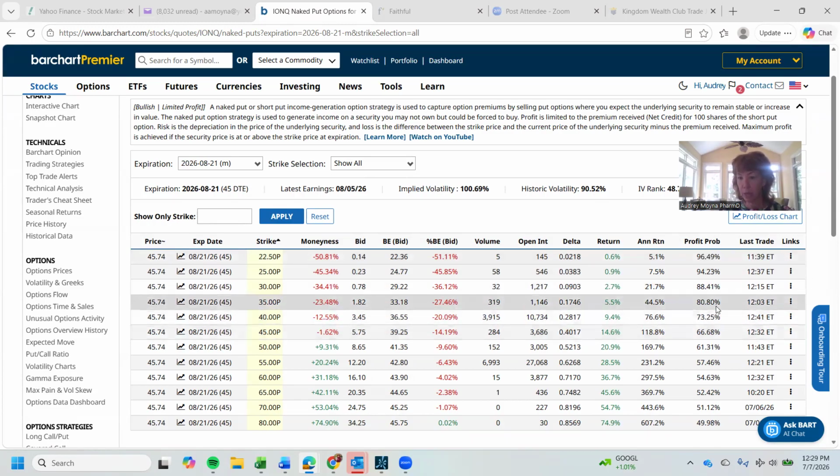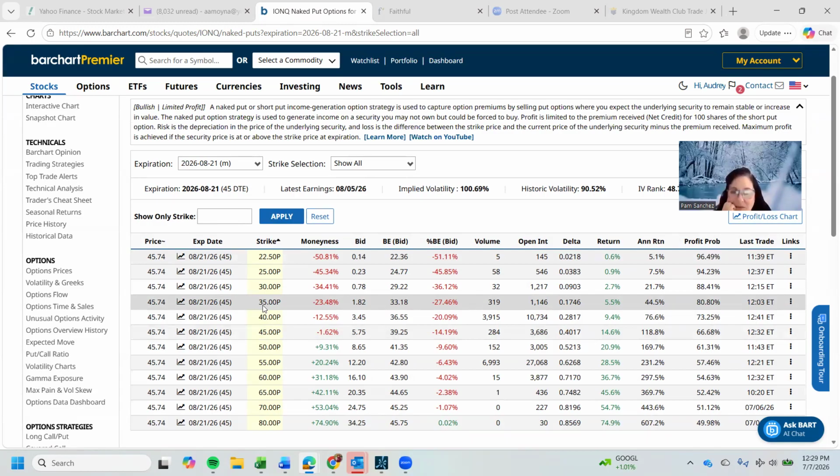Again, I started with at least 80% out of the market. My return is over 1%. Do I have an open interest of at least 1,000, which I do? I like it. So I'm going to say 35 strike price.